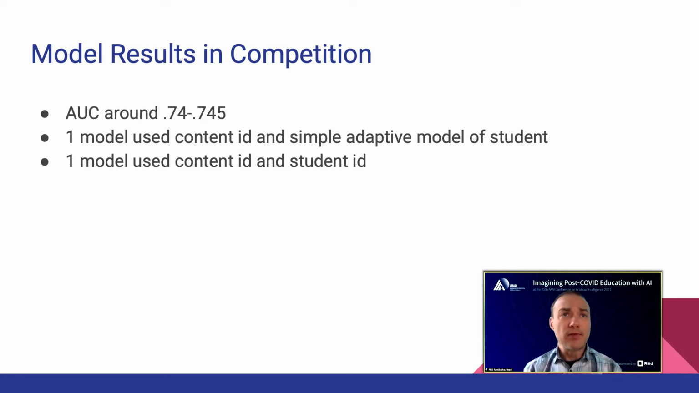We got to an AUC of about 0.74, 0.745 with two models that were relatively straightforward. Both of them used the content ID, so there's this table of one difficulty parameter for each item, basically just like IRT. And one of them was, in fact, a one-parameter IRT model where we had one parameter for each student, which we would infer from the test data.